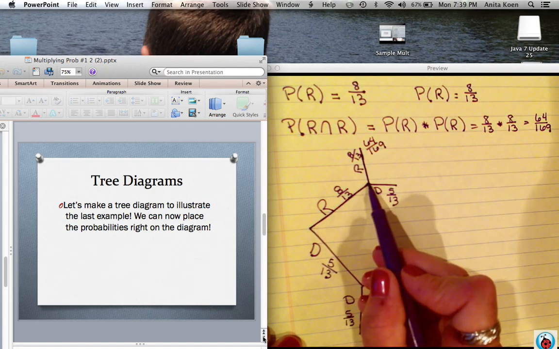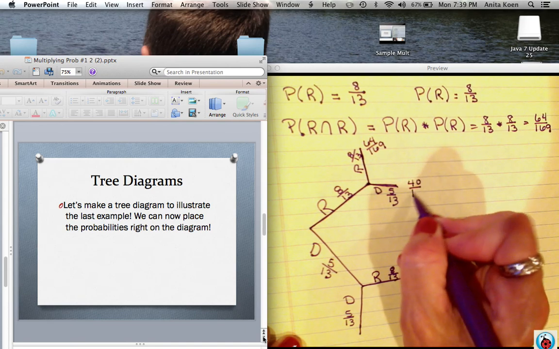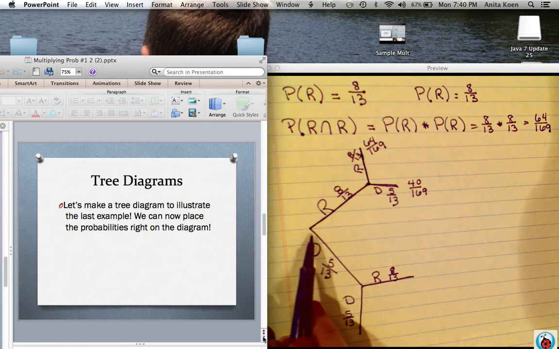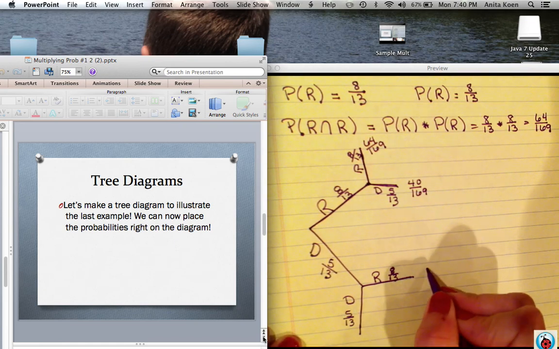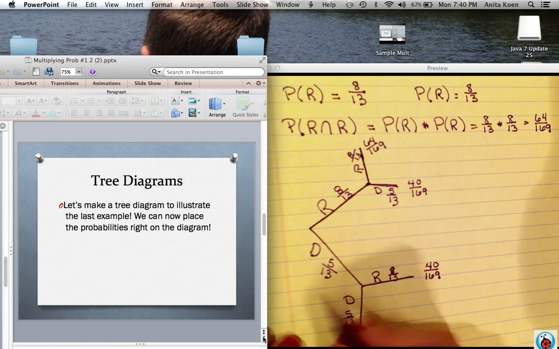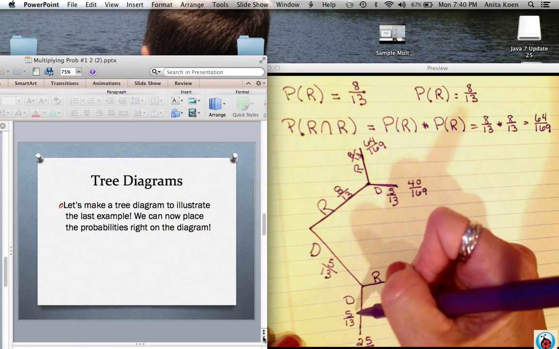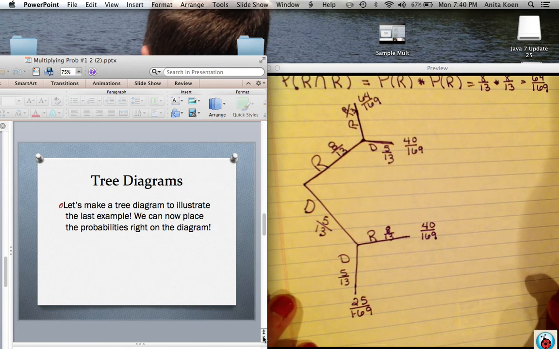Rahim chooses regular and the other person chooses diet. That's going to be 40 out of 169, multiplying 8/13 times 5/13. What's the probability that Rahim chooses diet and the other person chooses regular? That's 40 out of 169. What's the probability that they both choose diet? That would be 25 out of 169. 5/13 times 5/13 is 25 out of 169.